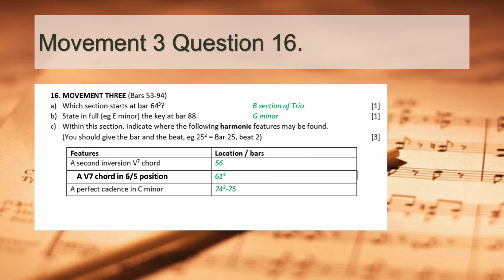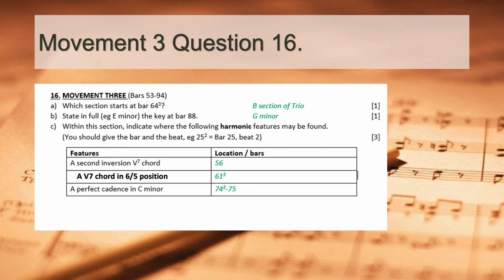The second inversion 5/7 chord was bar 56, which was the one right at the start of the trio. The question that I changed, the feature that was actually different on the original sheet, so a 5/7 chord in 6/5 position, which is the same as first inversion, that was in bar 61 B3. That was the F sharp moving to the G. It was in G minor. It was tonicized G minor briefly.